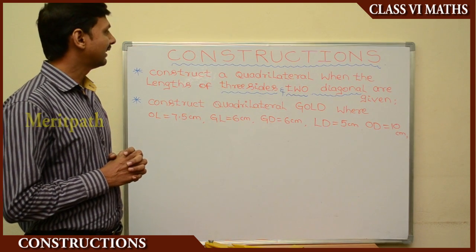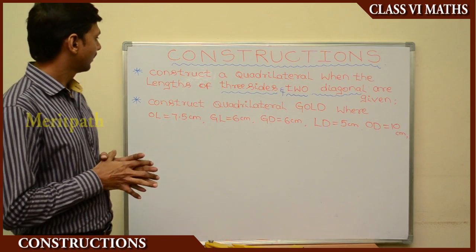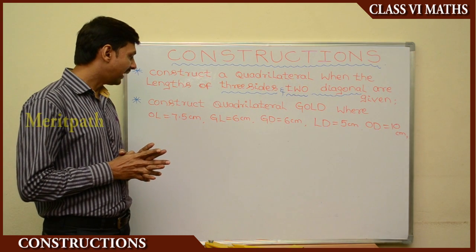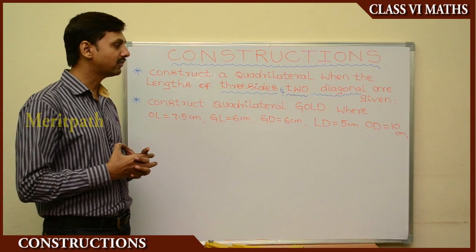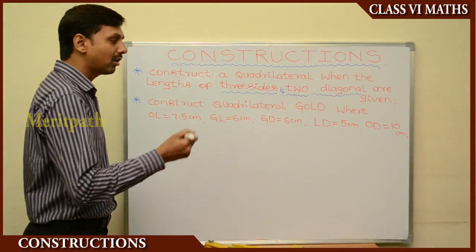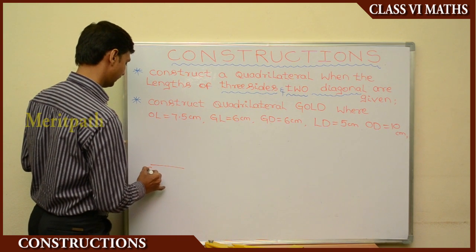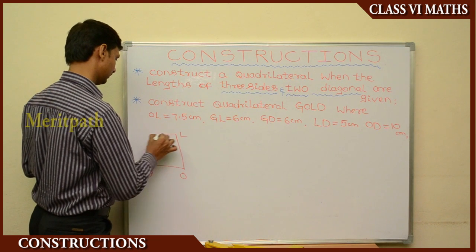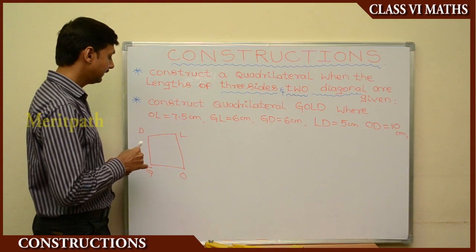Quadrilateral when the lengths of 3 sides and 2 diagonals are given. So construct a quadrilateral GOLD where OL is 7.5 centimeters, GL is 6 centimeters, GD is 6 centimeters, LD is 5 centimeters, OD is equal to 10 centimeters. So quadrilateral GOLD is the quadrilateral.